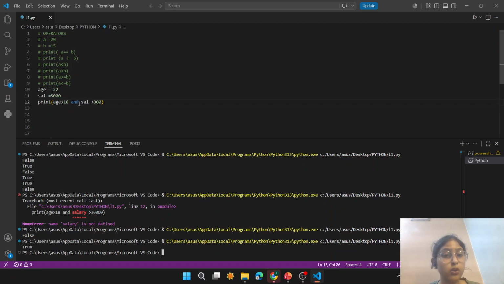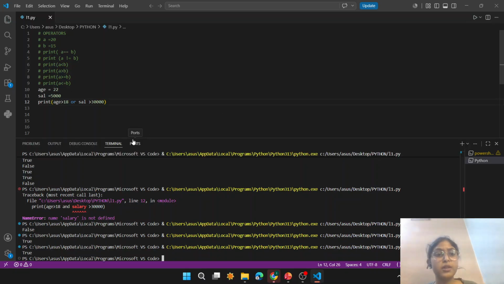But if we are talking about the OR condition, we have to satisfy only one condition. I'm again making it 30,000. Okay, let's see what happens. It's true, because if any one of the conditions is satisfied, it will work. Suppose a scholarship is given either for a sports quota or an academic quota; if you qualify for any of them, you get the admission. That's all. OR gives you true if either of the conditions is satisfied. But if both are not satisfied, then only the answer would be false.